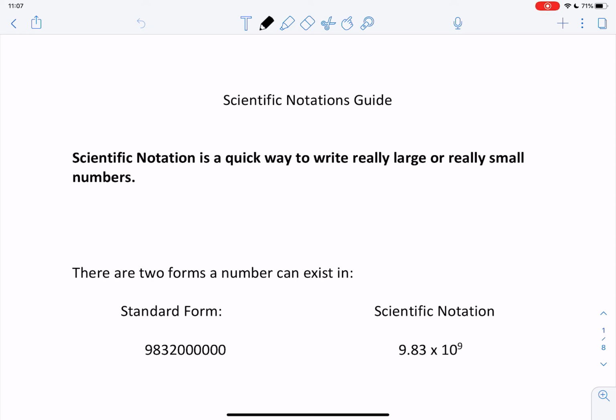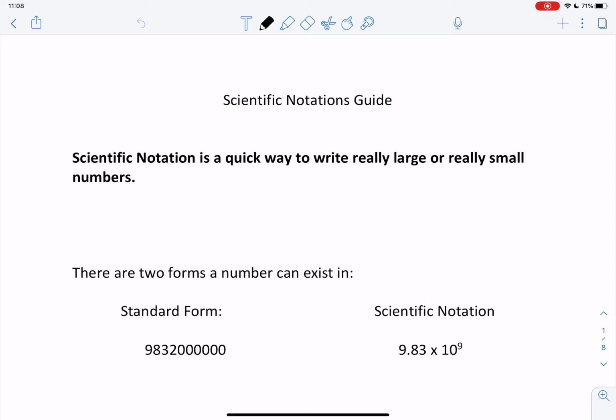Hello. Today this video is for Scientific Notations Guide. So we're basically going to run through what a scientific notation is, because in chemistry we're going to be dealing a lot with numbers that are in scientific notations. So it's really important that we understand what that actually represents when we calculate them or when we are converting them from standard form.